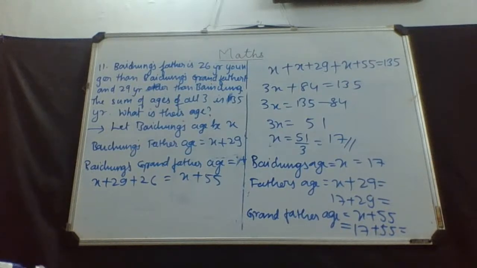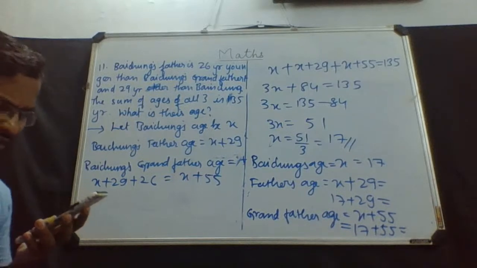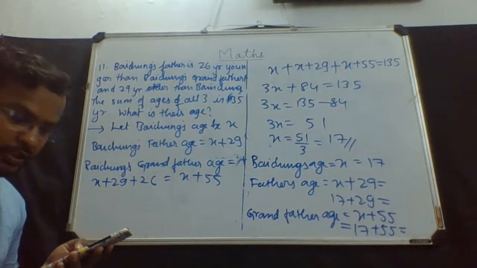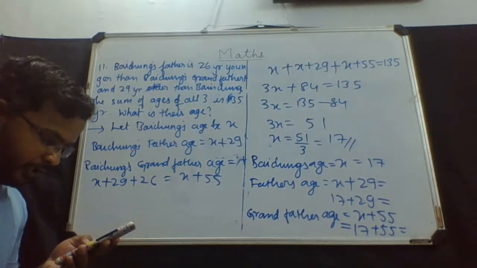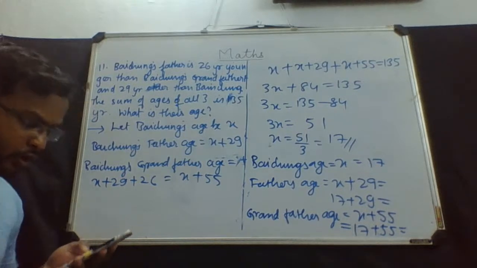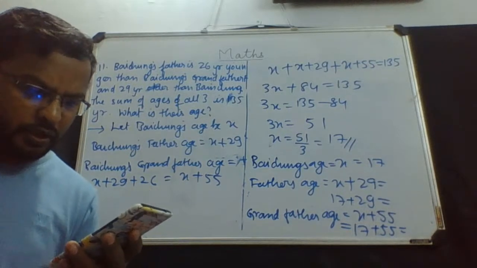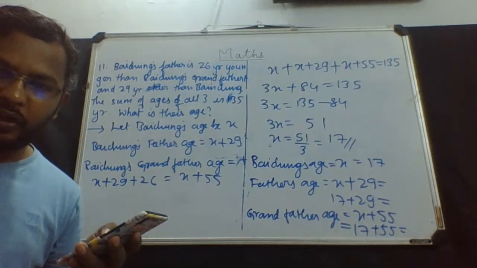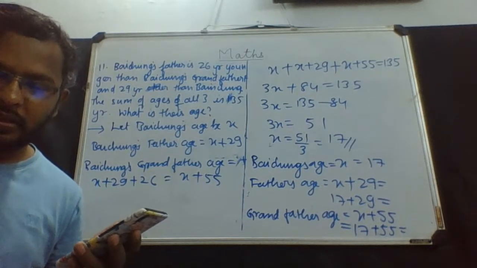So this is the answer for the question. How many remaining questions are there? Up to 11 we are done. The 12th one you can do; it is similar to the previous one. The 13th one, where rational numbers are multiplied, is also an easy question. 14th, 15th, 16th.